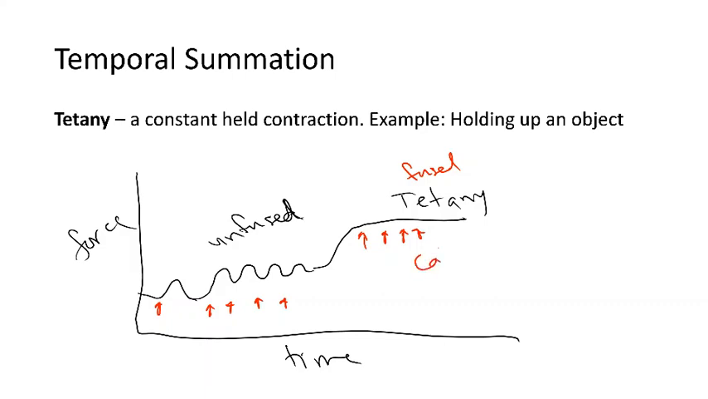And it's all about the calcium. Calcium is flooding the cell and maintaining the contraction. These stimuli are close enough together that before the calcium can be pumped out, more calcium is released. An example of this is you pick up an object and you hold it in place. A lot of times I use a box example or my water bottle example, holding up the object.